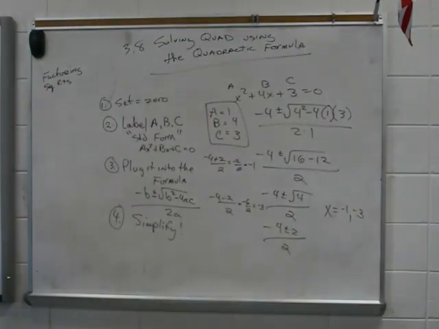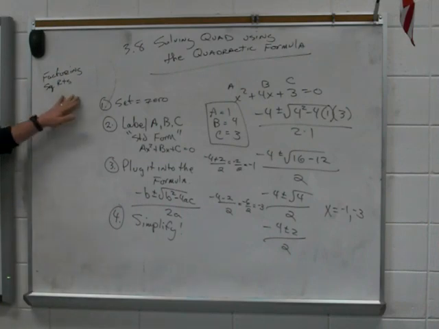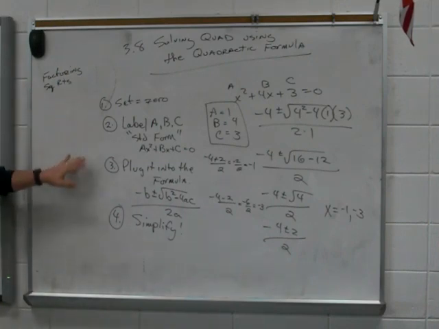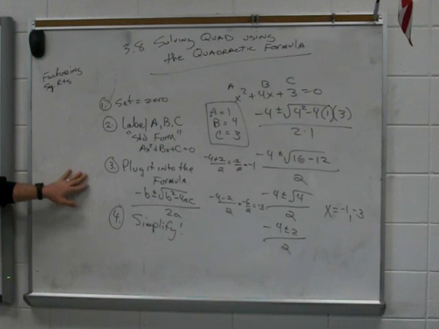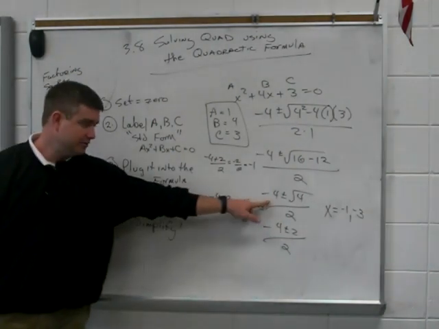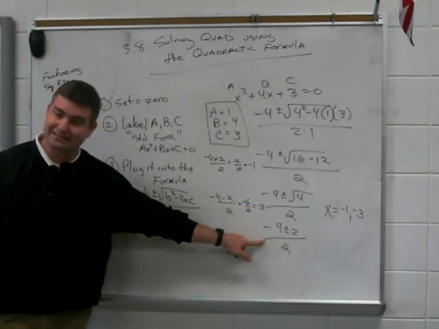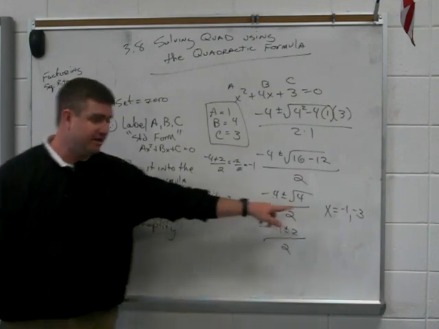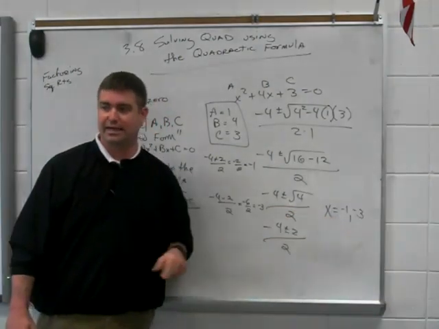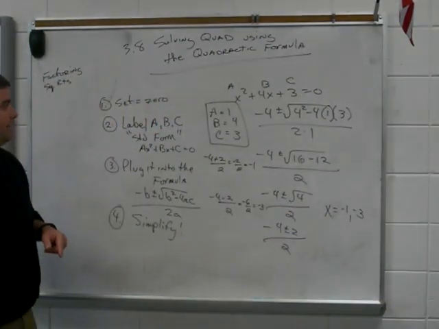And I'm done. All right, let's review the steps. Step 1, set it equal to 0. Step 2, label A, B, and C. Step 3, plug it into the formula that you have memorized. Step 4, simplify all the way down. If you leave it like this, it's wrong. You've got to carry it all the way out and say negative 1 and negative 3. Okay?